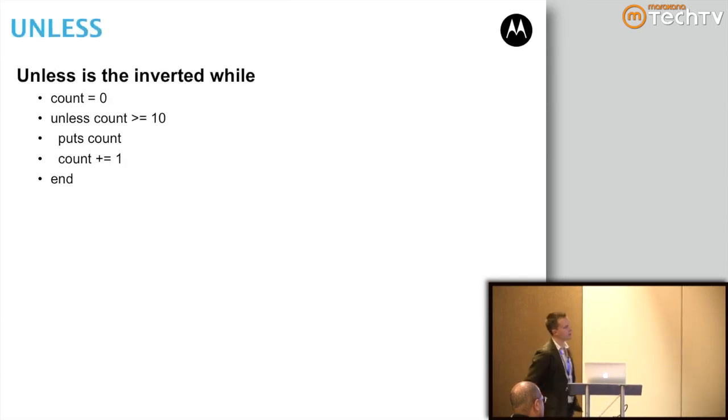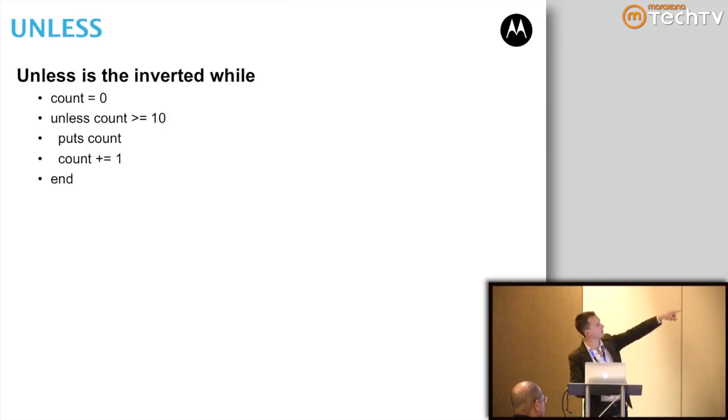And then we also have unless, which is the inverse form of while. So it works until the condition is true. Or, wow, I totally did wrong there. This is all until, not unless, until. Until count equals 10, or until count is greater than or equal to 10. I will change my slides.